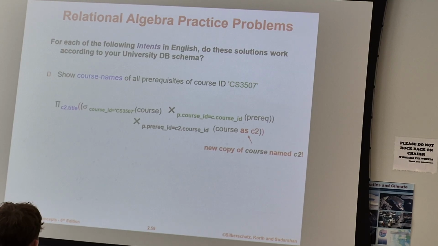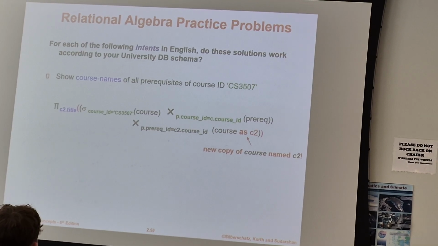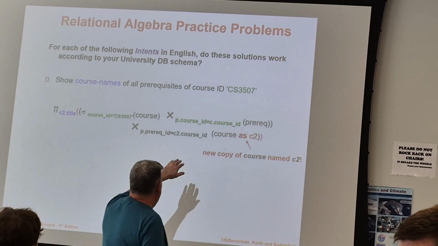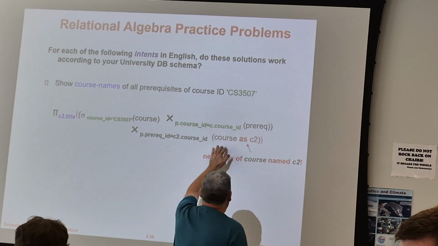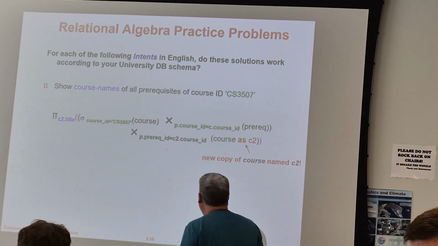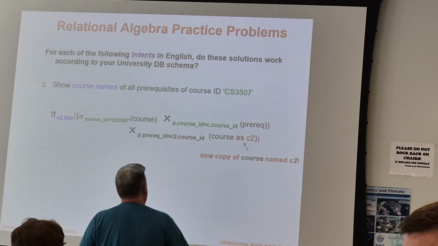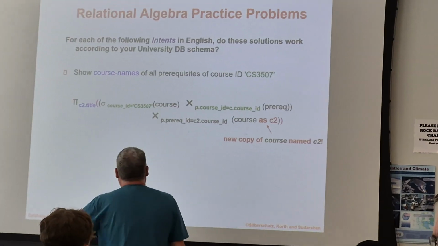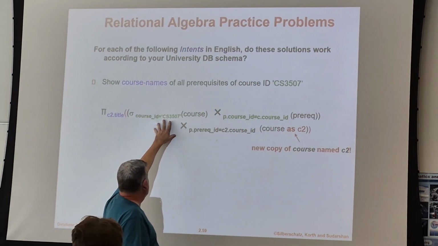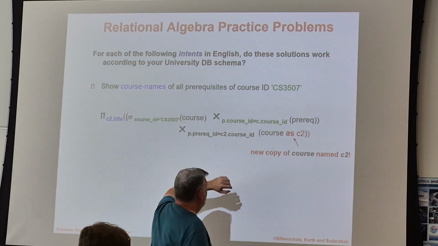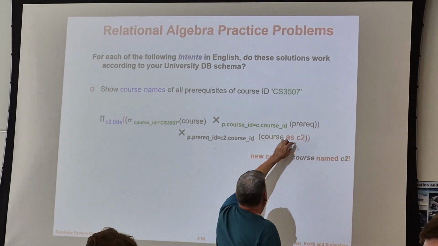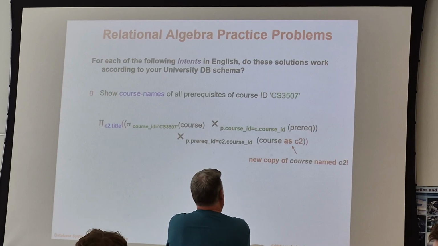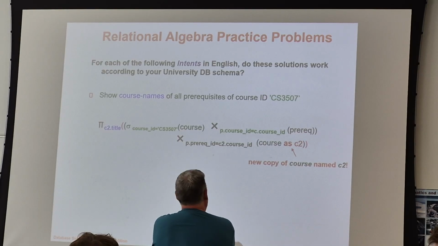What is this doing? I am creating another copy of the course table here. I'm going to name it C2. And so I'm grabbing all of the rows from the course table. I'd rather grab all of the rows from the prereq table. Oh! I'm not just grabbing computer science rows now. Maybe I wasn't before.